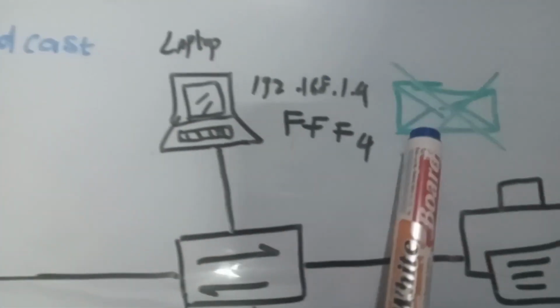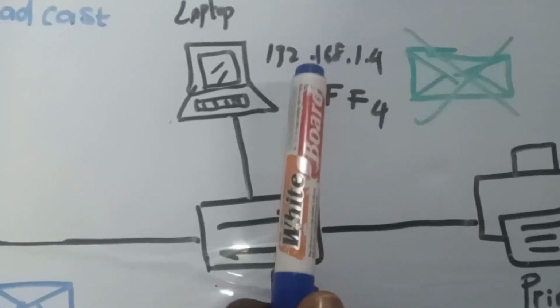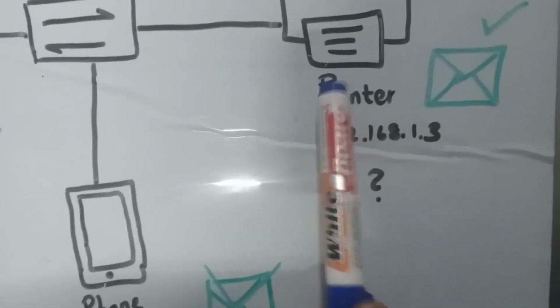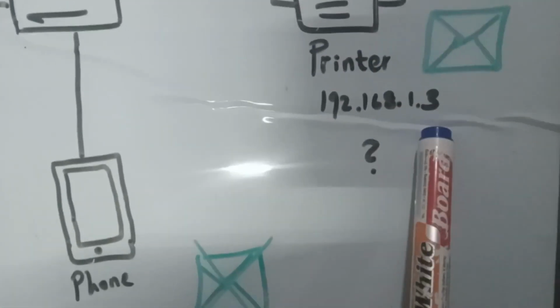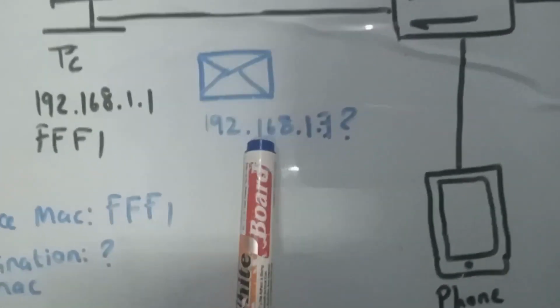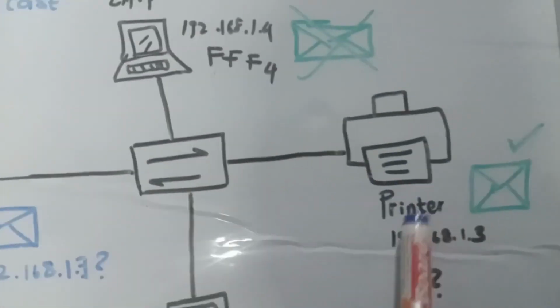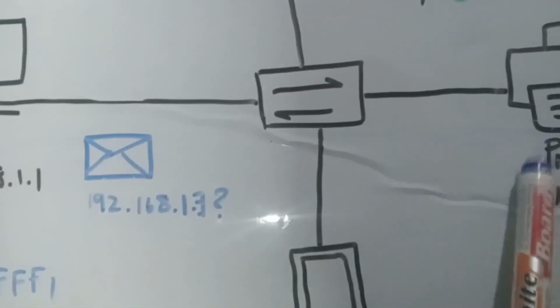Then the laptop will do the same, reject it as well because it does not match. But the printer, the printer will look at its IP address and see, hey, I match with that IP. Then it will respond with an ARP response and tell it, hey, I have this IP. And when that is done, the PC will finally know the printer's MAC address.